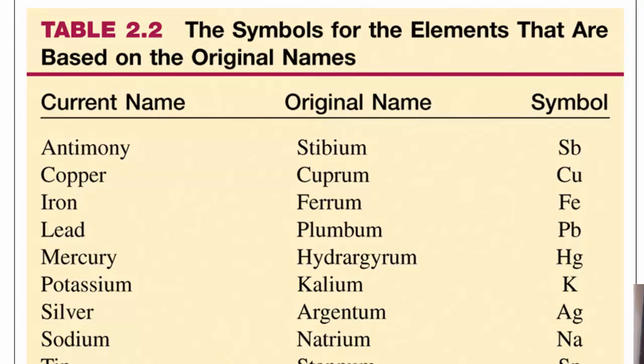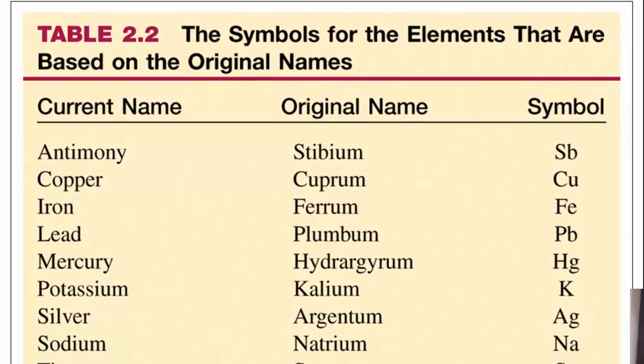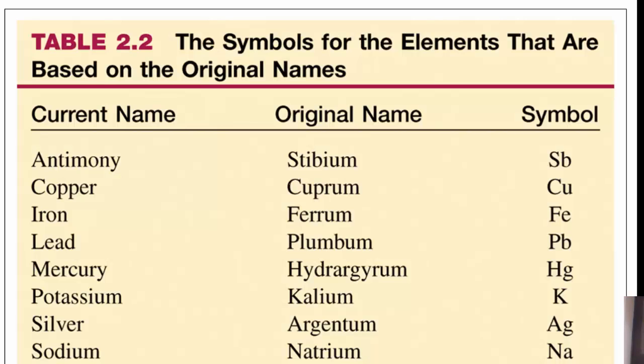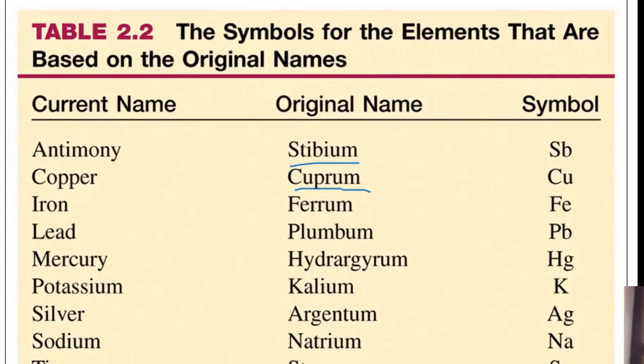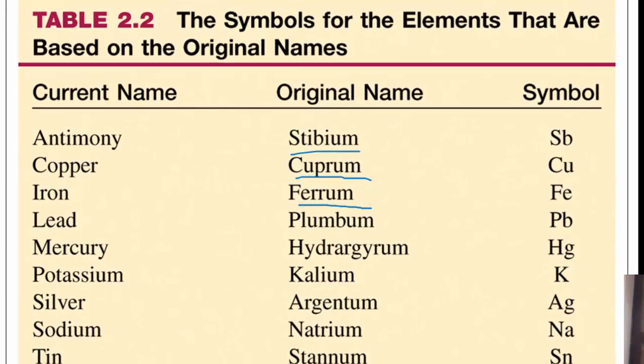So here are some original names that we can look at. For example, for antimony, that's SB. Stibium was the original name for antimony. Now we know copper has abbreviation Cu. Well, its original name was cuprum. Then iron, which is Fe, was ferrum. Lead was plumbum.